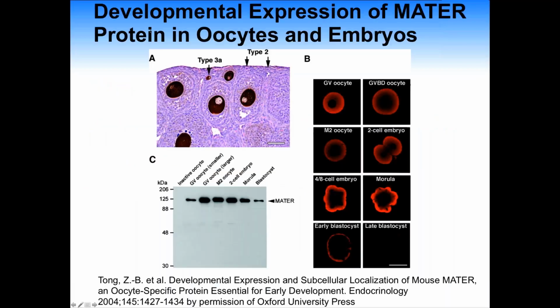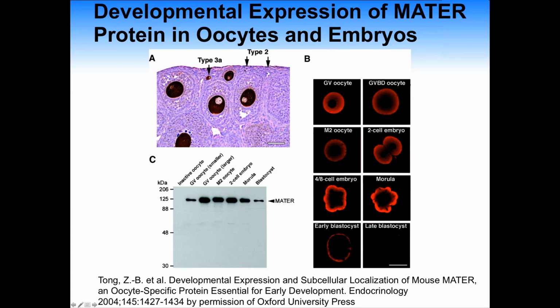So now we identified a protein and a gene, a protein that reacts with the mouse serum. Now we want to know, well, where is that expressed in the ovary? And what's the timeline on that? You can see here the red staining in these images shows the presence of what we call mater protein, because as I'll tell you later, it's a maternal effect gene. Mater is Latin for mother. So we named the gene and the protein mater.